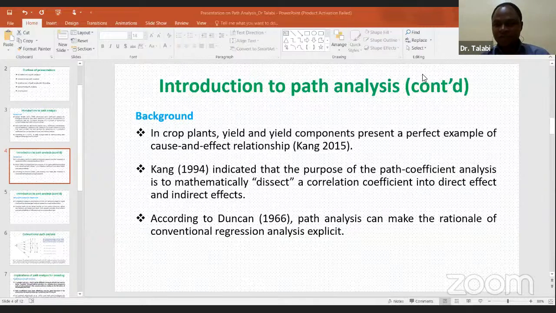Okay, then I would also like to mention that Duncan in 1966 also said that there is a rationale for looking at path analysis beyond conventional regression analysis, and basically we use this regression analysis to come up with our path coefficients and then the diagrams.